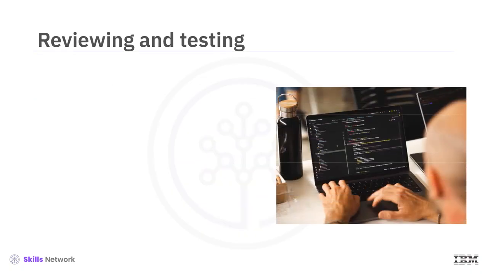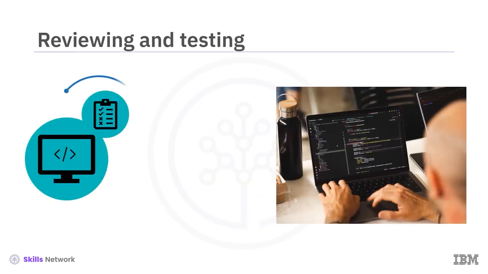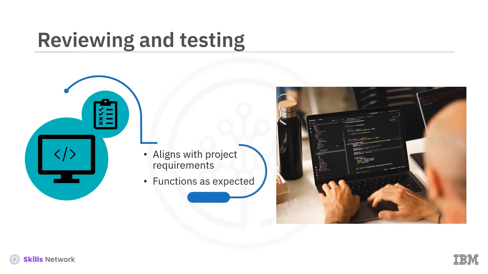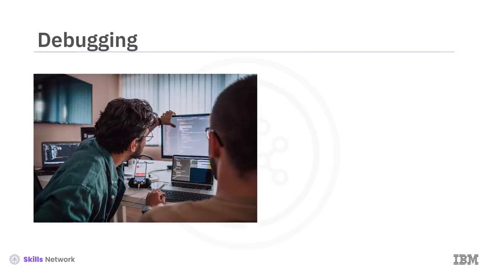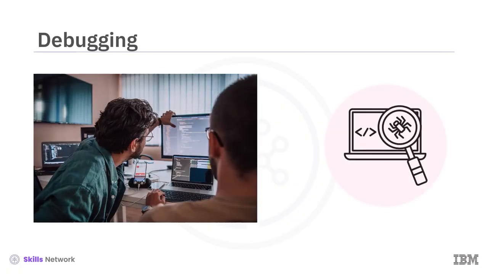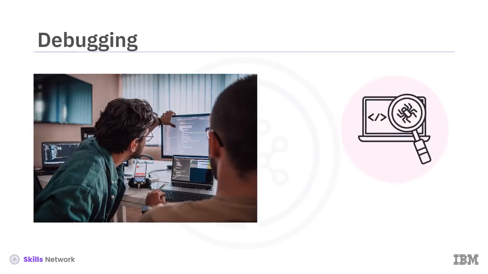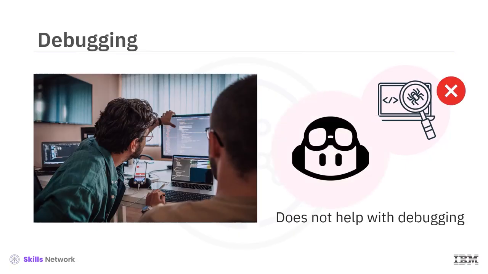After generating or editing the code, you will review it to ensure it aligns with your project's requirements and best coding practices. You will test the code to verify that it functions as expected. If any problems come up, you will need to debug the code in the same way you would with any other code. GitHub Copilot does not help you with debugging, so it's important to perform this step to make sure the code works properly.